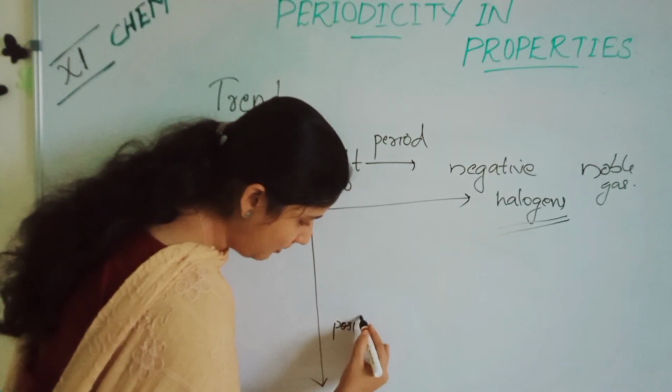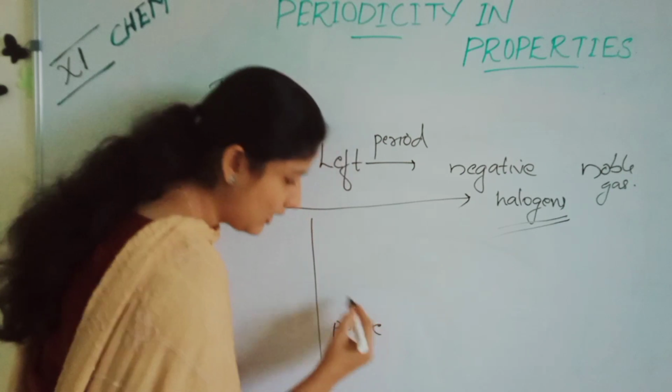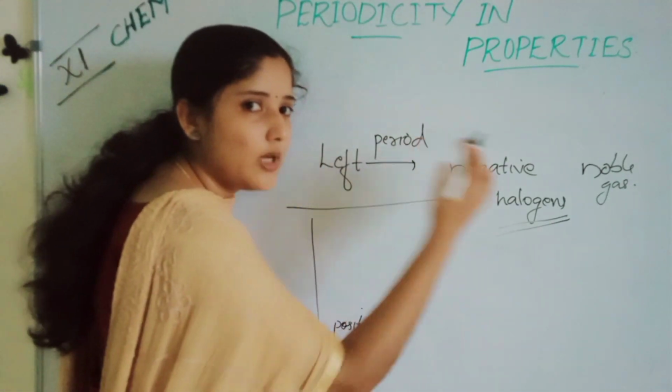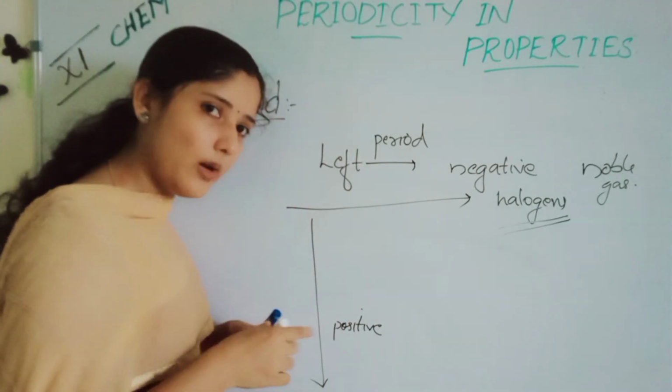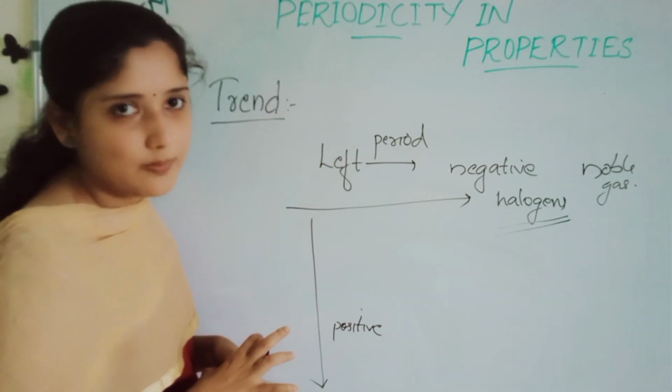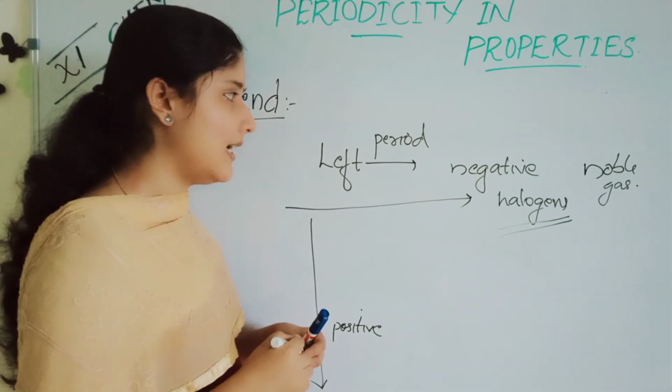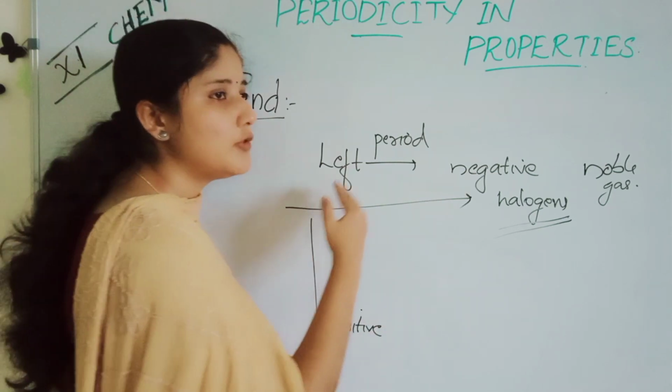Electron gain enthalpy will be positive. As we go down the group, and from left to right, it will be highly negative. It goes on increasing. It will become more and more highly negative. We have already studied that as we go from left to right, what happens?